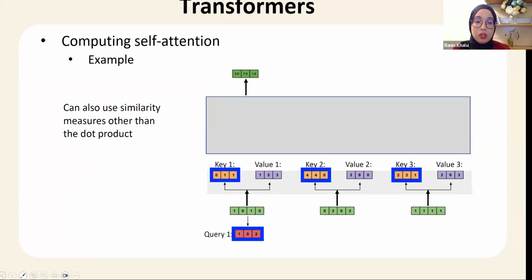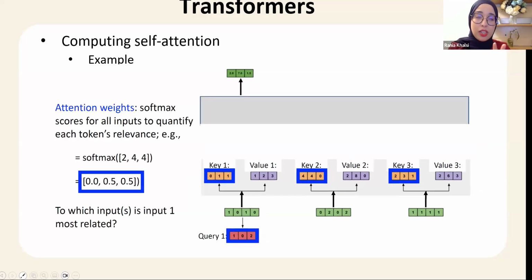Okay, so here I want you to know that we can also use similarity measures other than the dot product, okay? Just selecting that for simplicity. So now, although other similarity metrics can be used, we are relying on the dot product, at least for this example. So after computing the dot product values, we do not have probabilities.